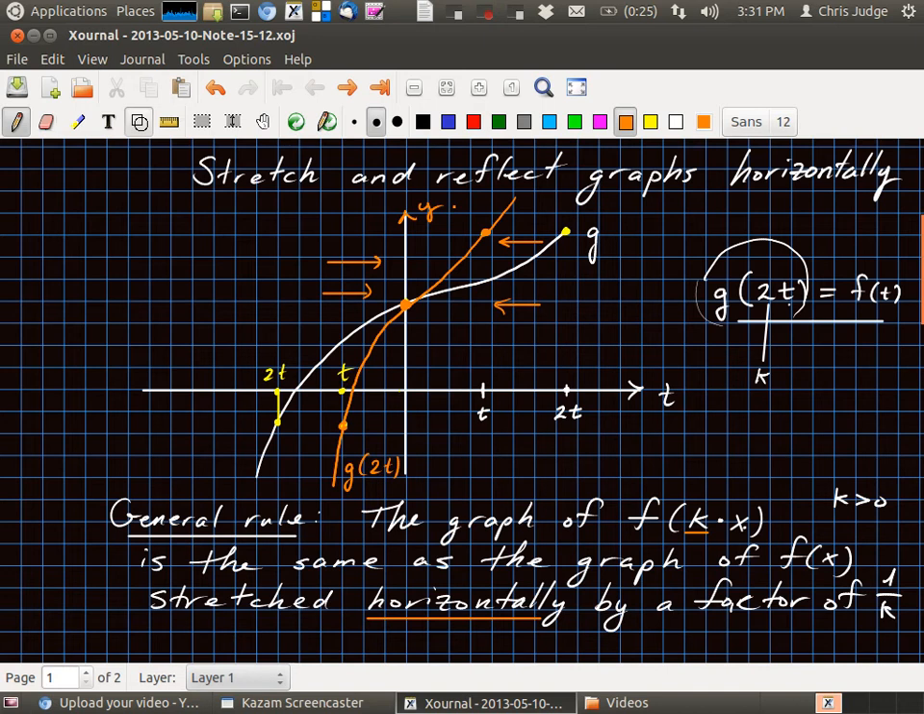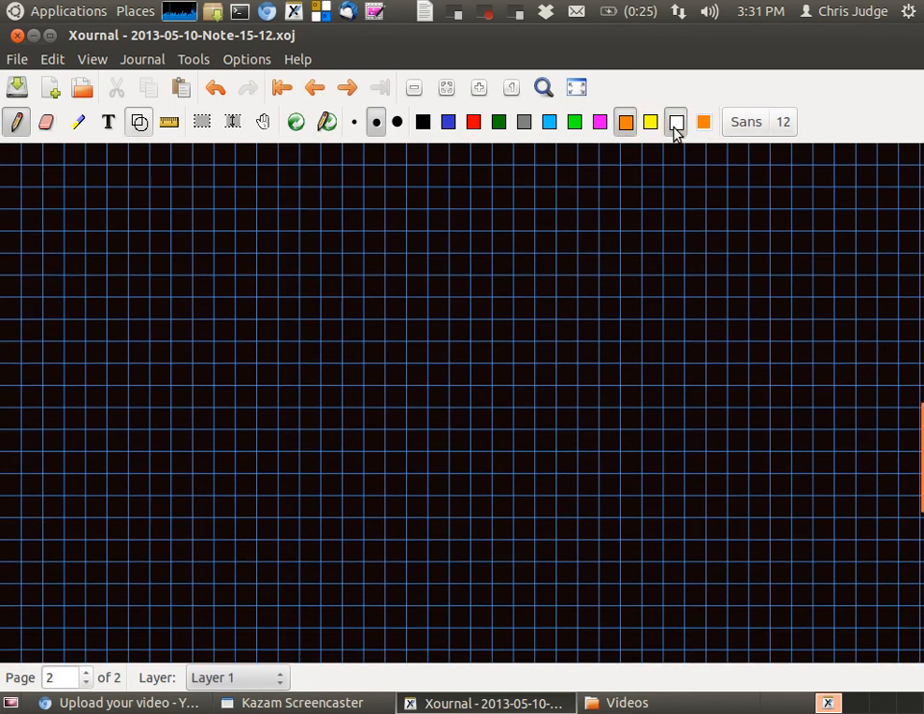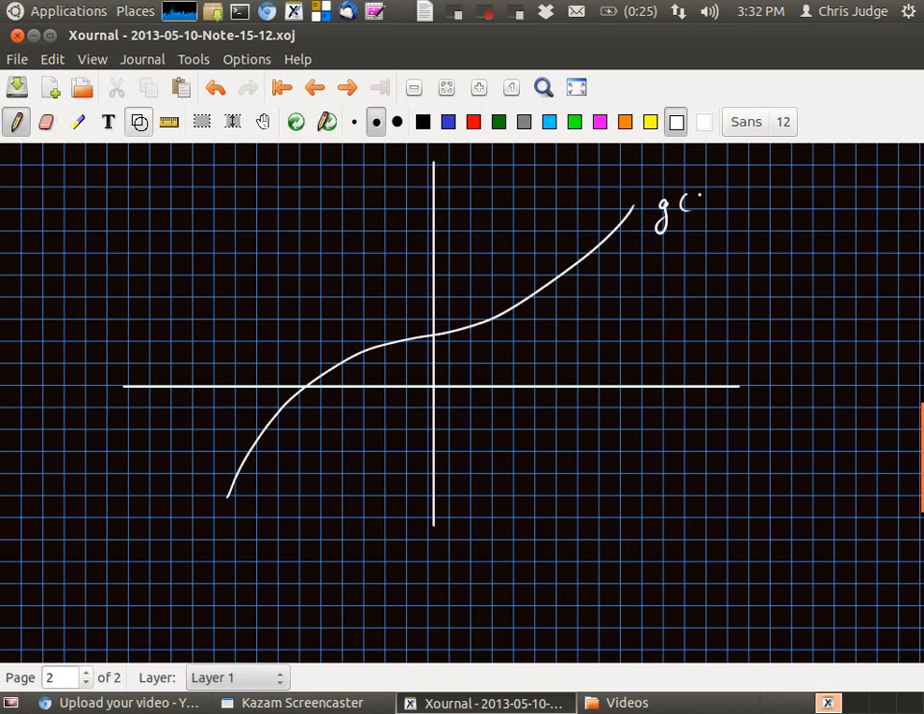So how could I stretch in the horizontal direction by a factor bigger than 1? Use the same principle, but you choose k to be a fraction. For example, let's look at a similar graph. There's my function, I'm going to call it g of t again, and there's my independent variable t. Now I'd like to stretch by a factor bigger than 1.